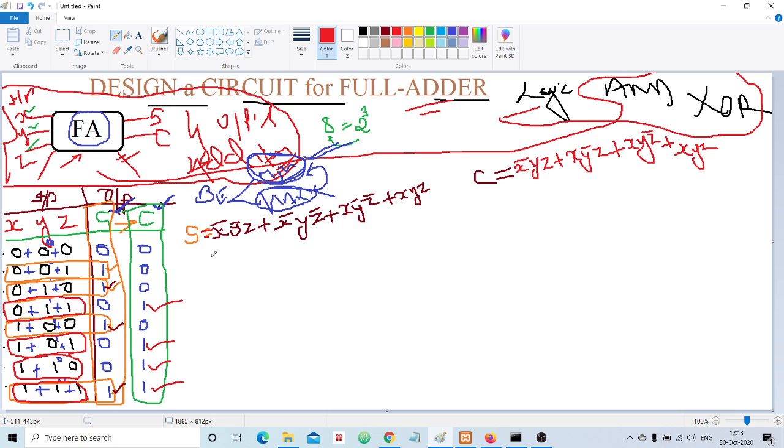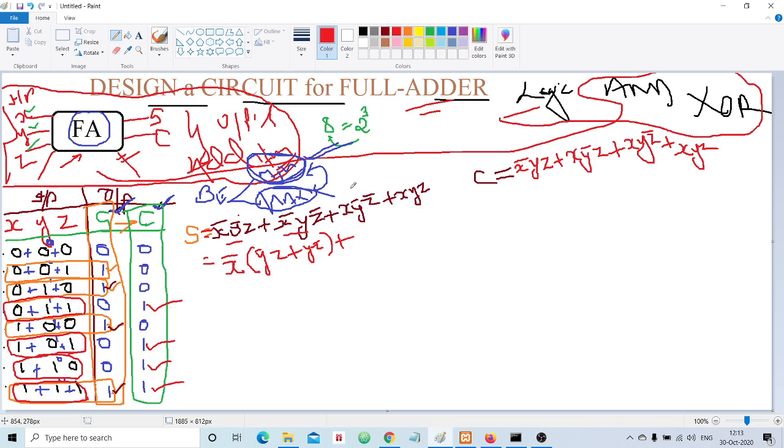Now we shall try to simplify the sum and carry expressions one by one. First we shall go ahead with the sum one. Look at this term and this term. Can you pick the common terms? x bar, y bar, z and x bar, y, z bar. Which is the common term here? x bar is the common term. So I will pick x bar outside, then it will become y bar z plus y z bar. Sorry, since I am using paint, I can't write properly, but I hope you can understand this.